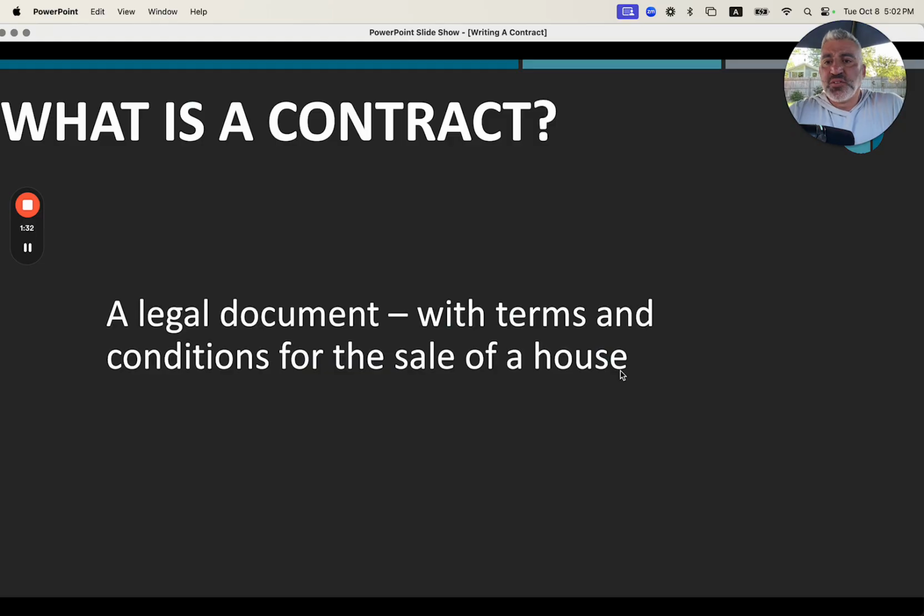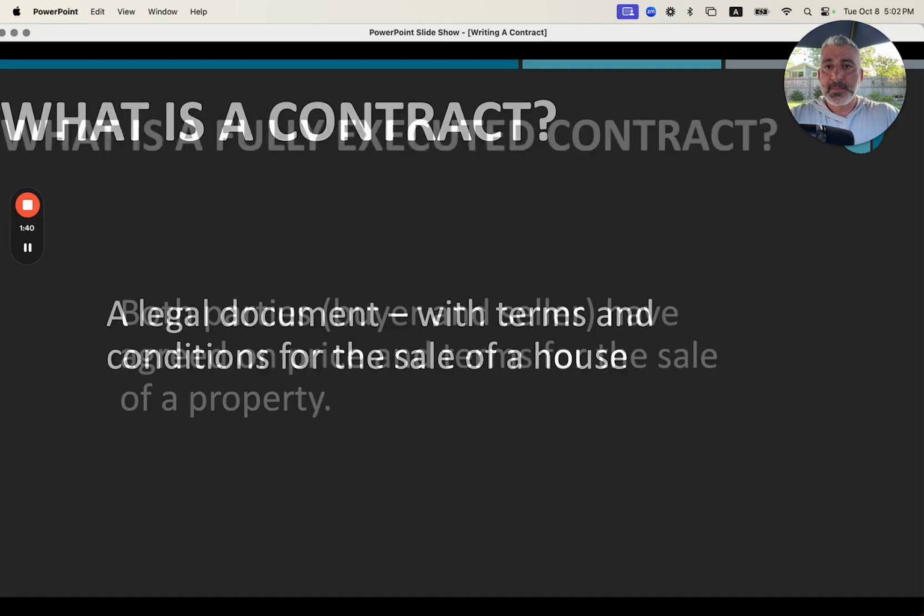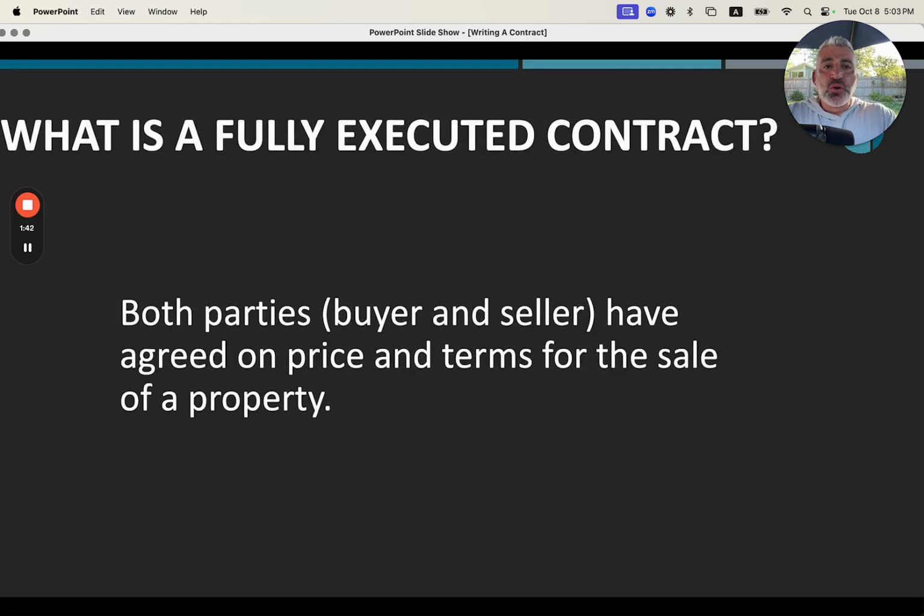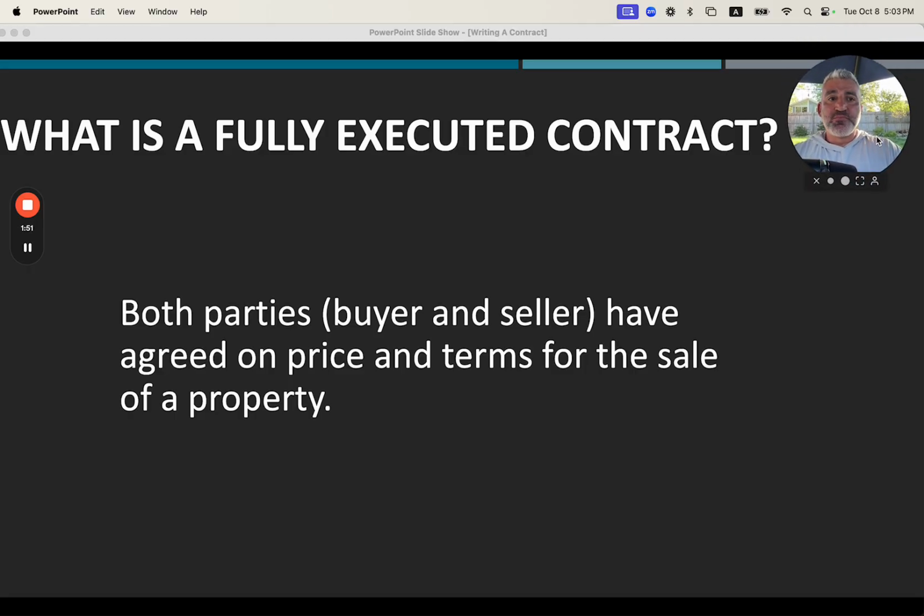So here's a few things. What is a contract? Well, it's a legal document with terms and conditions for the sale of a house in this case. Now, what is a fully executed contract? Well, a fully executed contract is when both parties, the buyer and seller, have both signed the paperwork.